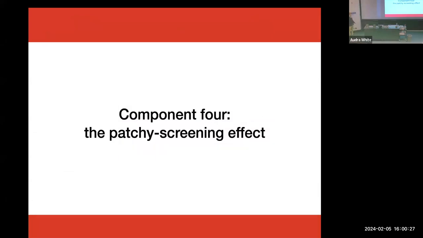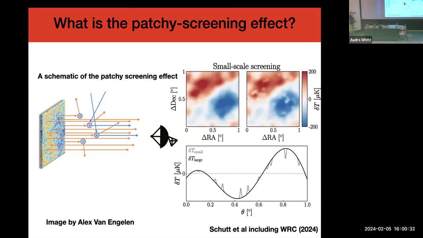The final component I'd like to talk about is the patchy screening effect. Many of you might be familiar with screening of the CMB. This is one of the key parameters in the lambda CDM model, this tau parameter, which describes how as CMB photons travel from us, they encounter electrons and scatter, some of them off the line of sight and some of them into the line of sight.